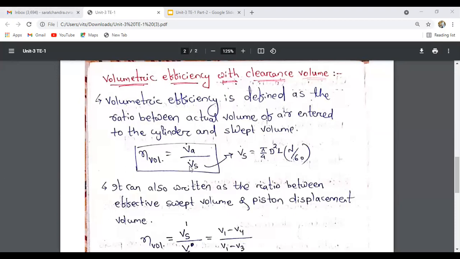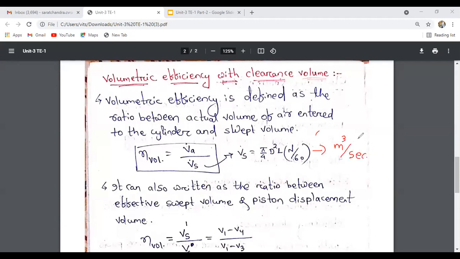Normally, to calculate the swept volume, that is pi by 4 d square into L into N by 60. This is the volume flow rate. I have multiplied by N by 60 to calculate the volume flow per unit time. Pi by 4 d square L is the formula of volume. N is the speed in revolutions per minute, and I have divided by 60 to convert it into seconds. So this unit you will get in meter cube per second.